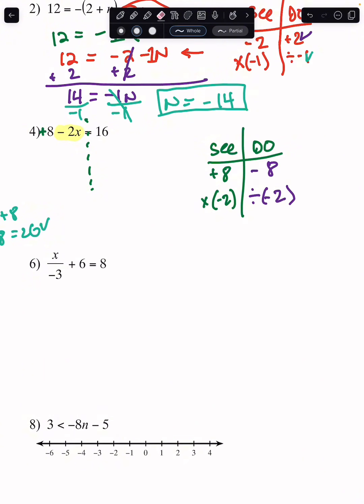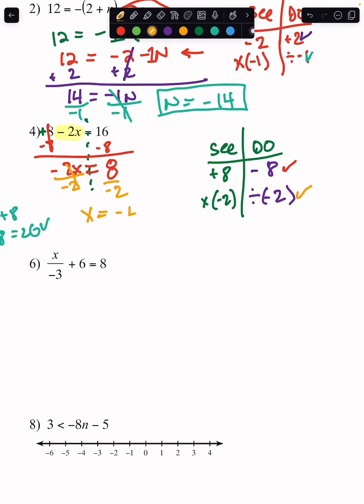So first thing I have to do is the minus 8. Negative 2x equals 16 minus 8 is 8. And then I have to divide by negative 2. So x equals negative 4.